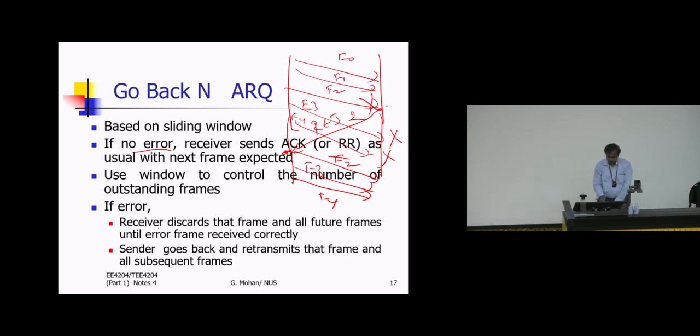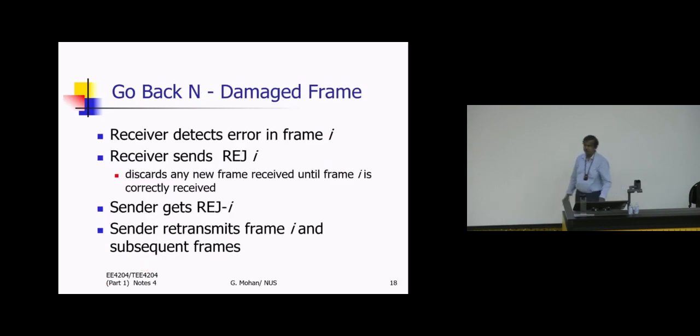So you can see the important concept here. Receiver discards that frame and all subsequent frames until the error frame is received correctly. Sender goes back and retransmits that frame, that is that damaged frame, and all subsequent frames. Is that okay? Now let's look at a few scenarios. Of course, there may exist more than these scenarios to handle the possible errors.